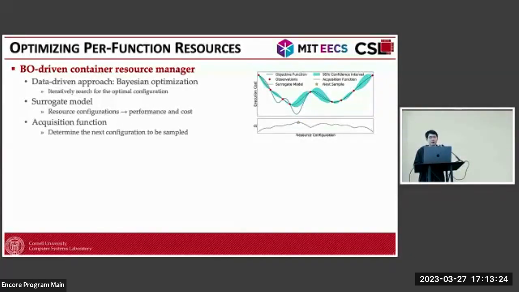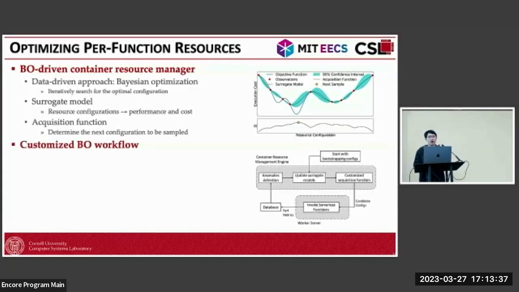Then we can get the data points containing the resource configuration and the corresponding workflow execution metrics like performance metrics and execution cost. We use this data to update the models iteratively. So although BO itself is a widely used approach in other areas, applying it to FaaS resource management still faces practical challenges. To solve these problems, we propose a customized BO workflow.